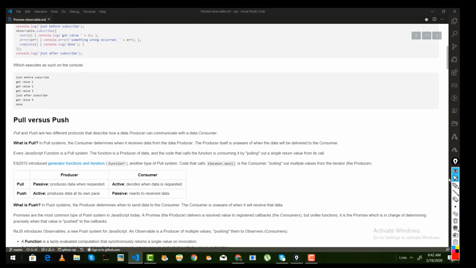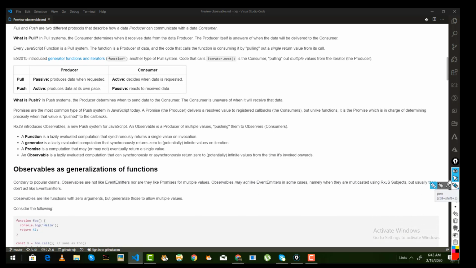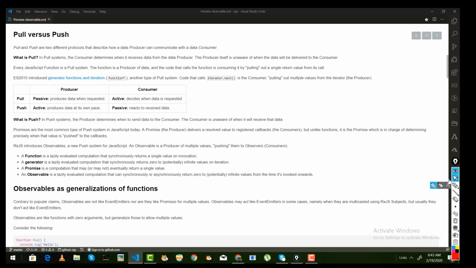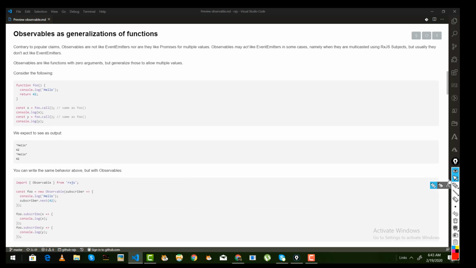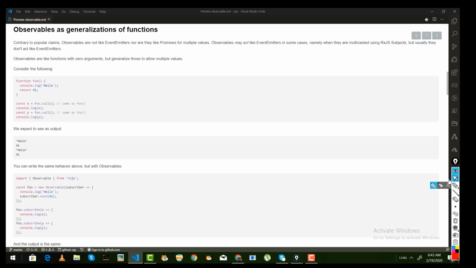Now over here, they are explaining again the pull versus push mechanism, and I think you get a better understanding about push and pull. After that story, I think it should be clear. Observables as generalization of functions. Now they are trying to explain, because people get confused around observables a lot. They think there's some magical thing happening in between. But now after that story, I'm sure that you are a lot more clear that it's just a way of passing those functions around.